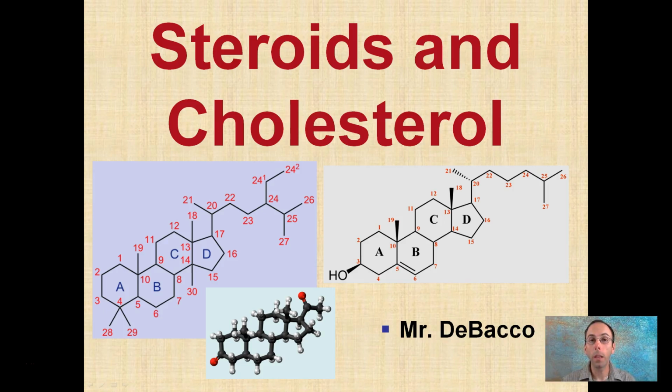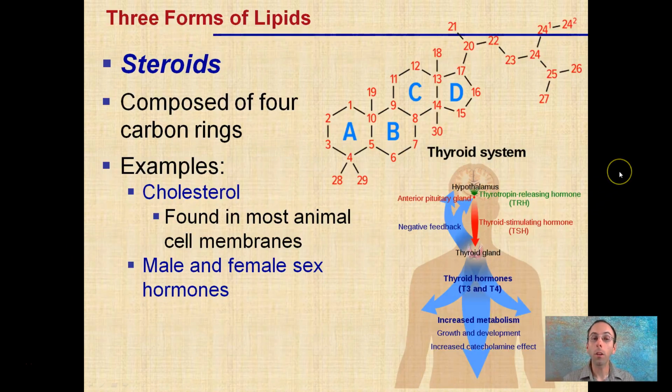Okay, continuing with the macromolecule of lipids, we're going to look specifically here at steroids and cholesterol and how they relate to the body. So starting first with steroids, they're composed of 4 rings of carbon, as we see them labeled here, A, B, C, and D.